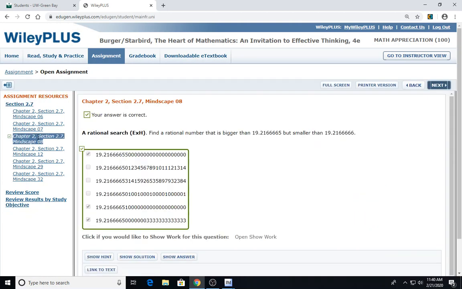So I'd gotten emailed a question about number 8 because it says find a rational number that is bigger than this number but smaller than this number. I just wanted to point out to you all that there are in fact 3 answers. So it says find a number, but you're supposed to find 3 numbers, okay? Does anybody have any questions? Okay.